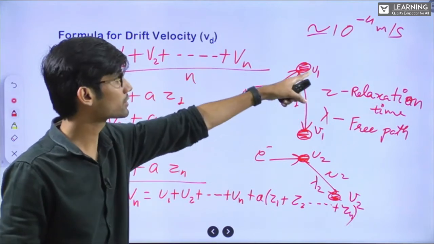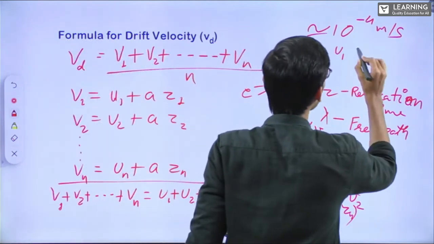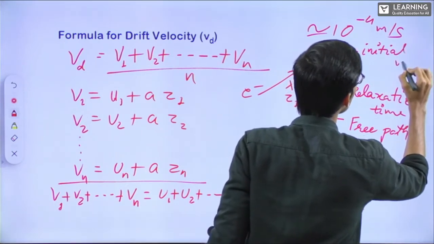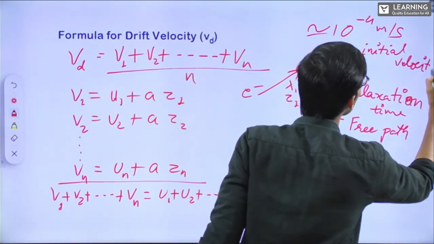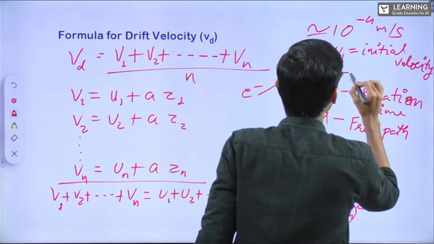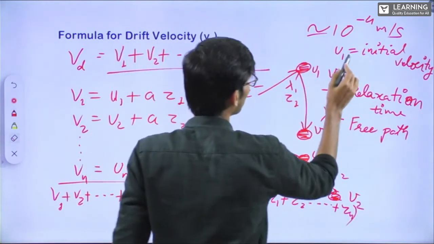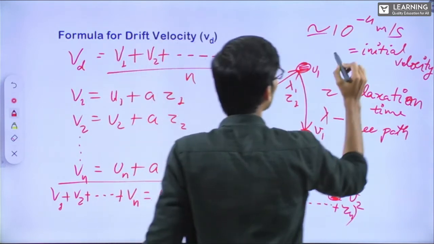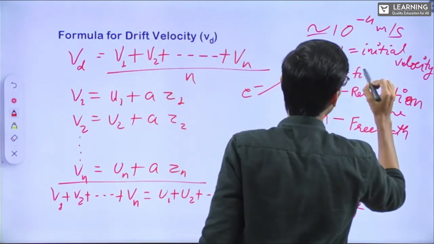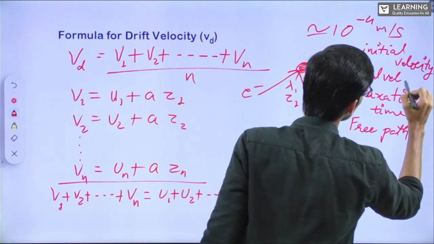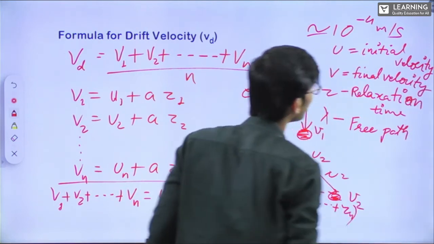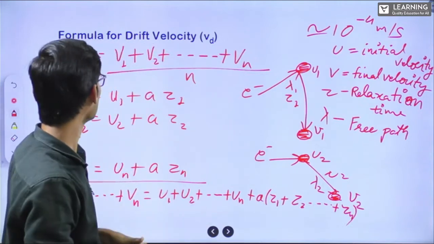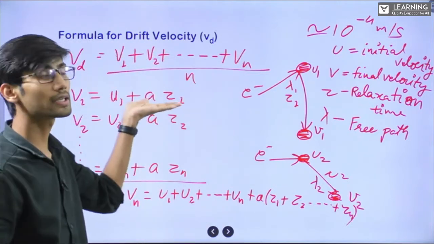So for this, mark this also u1, initial velocity or thermal velocity, anything you can write. Then due to acceleration A, there is final velocity. U and V I am writing, 1, 2 means for that particular electron. U, V, this is final velocity. So then from this we can write V is equal to U plus A t, V1 is equal to U1 plus A tau 1.